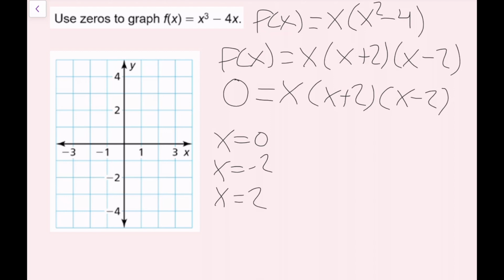So now I know that all three of these points are going to be on this x axis right here. So I'm going to plot these right now. This is going to be the point 0, 0, the origin, and then -2, 0, and then 2, 0. So I'm going to plot those right now.